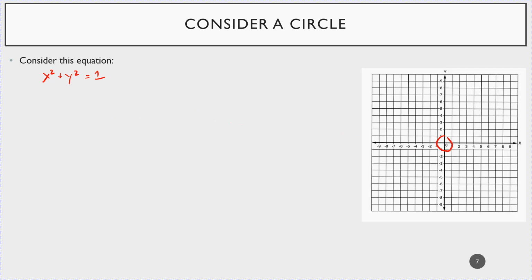So it's just this circle, okay? This x squared plus y squared is equal to 1. Let's find the slope of the tangent line at the point (0, 1), okay?